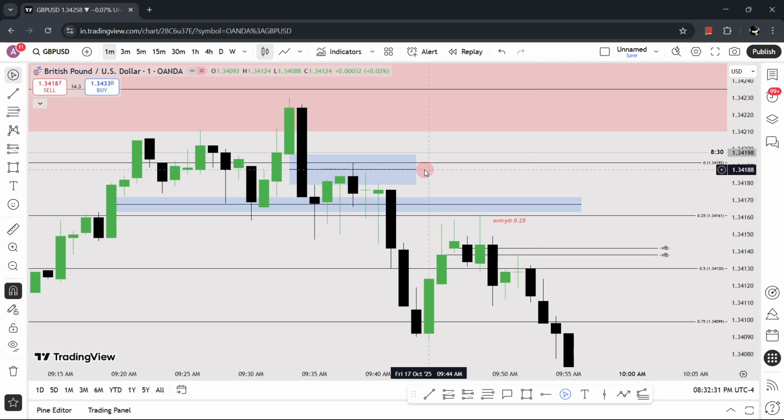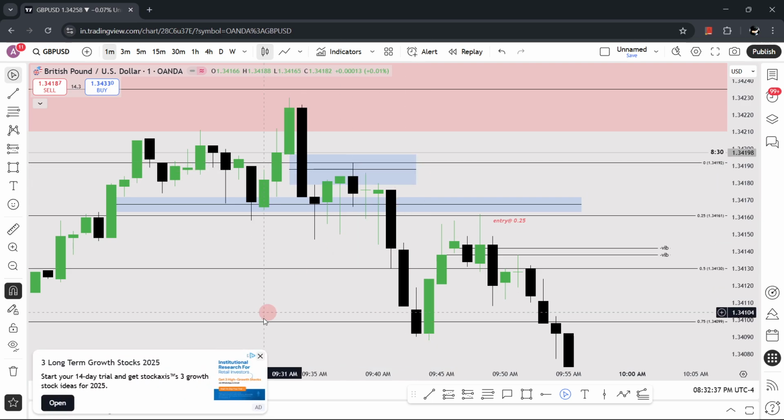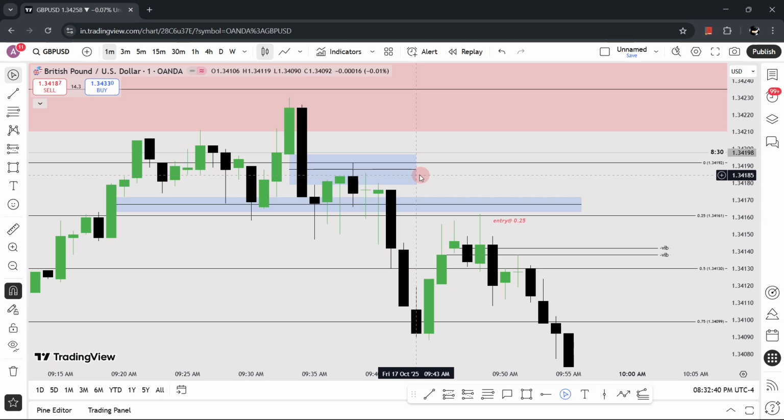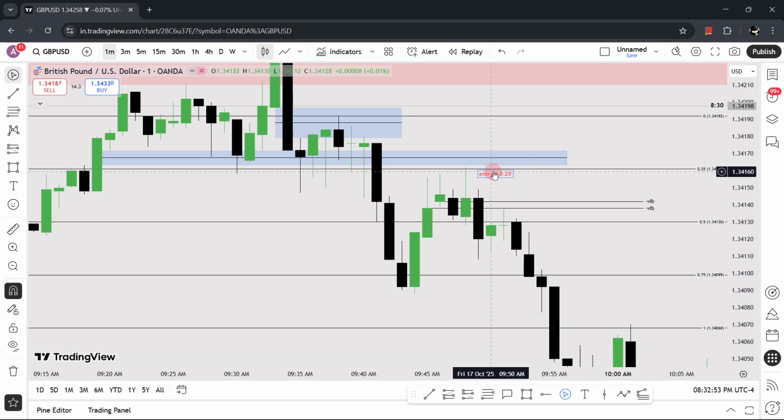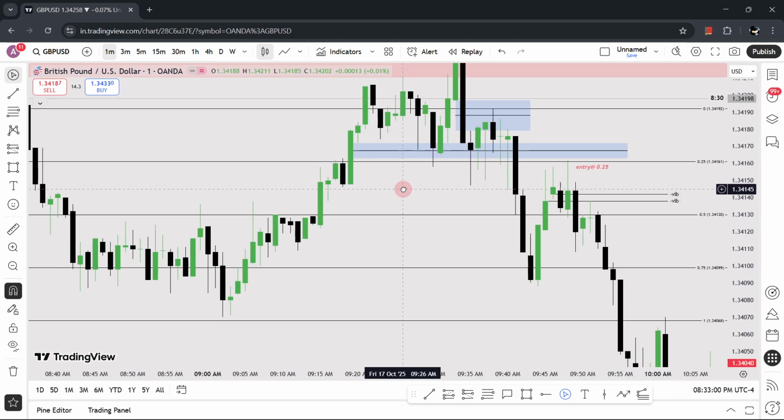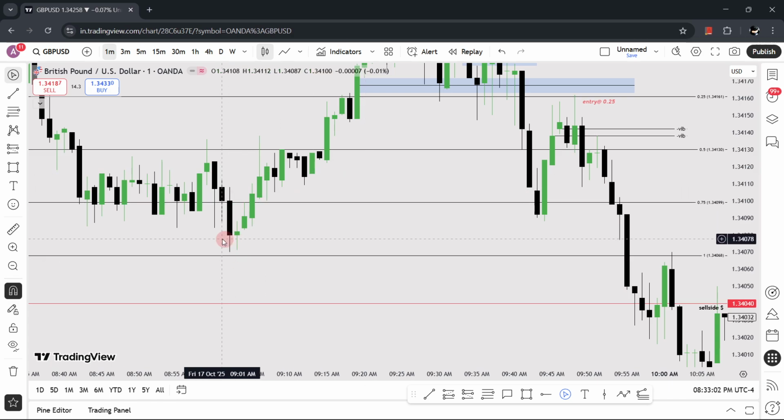The stop was above the upper quadrant, sorry, the consequent encroachment of this fair value gap, that is this particular 0.1 level. That's around, I think, 40 pips or something. I don't remember how much it is, 40 or something. Entry at this 0.25 level of that premium wick. You can see this was not respected, right?